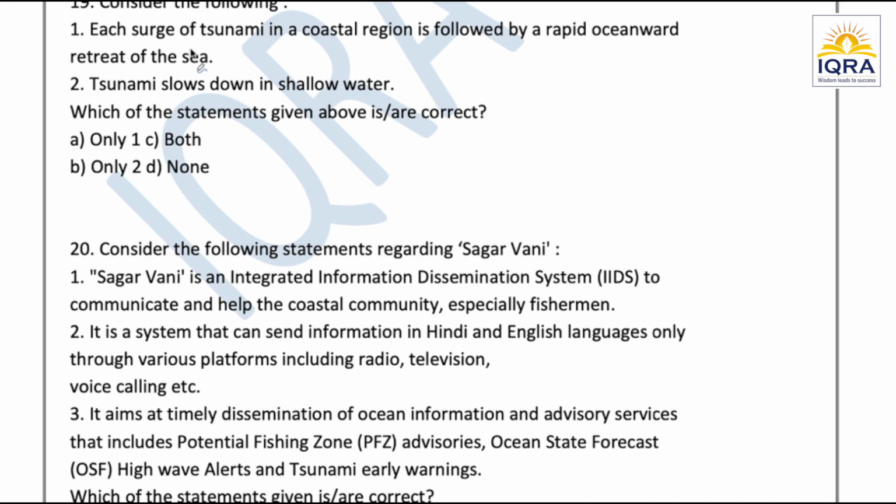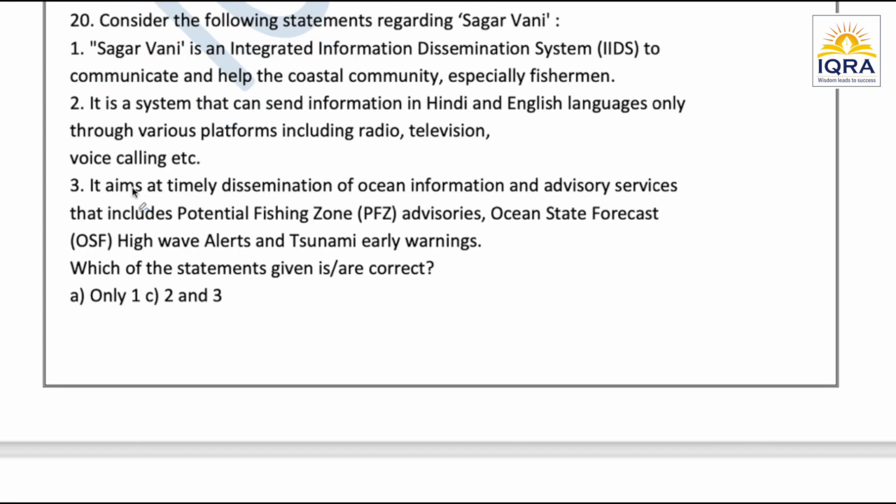Consider the following. Statement 1. Each surge of tsunami in a coastal region is followed by a rapid oceanward retreat of the sea. Correct. Statement 2 says that tsunami slows down in shallow water. No. Because tsunami waves become dangerous only when they get close to the coast, right? And the height of a tsunami wave grows larger as the water becomes more and more shallow. So statement 2 becomes incorrect. Hence only 1 is the right answer of this question. Moving on to the next question, question number 20.